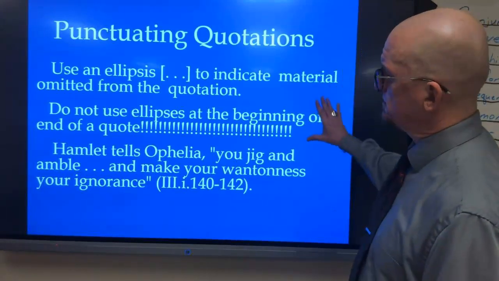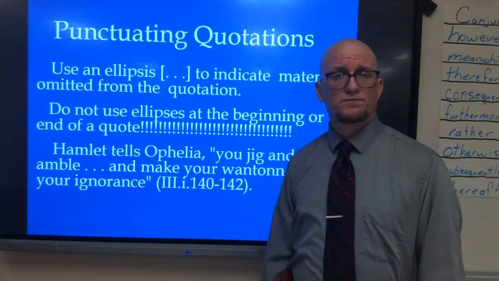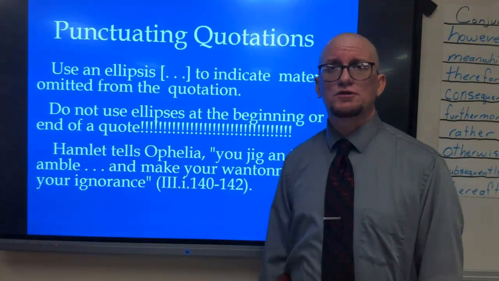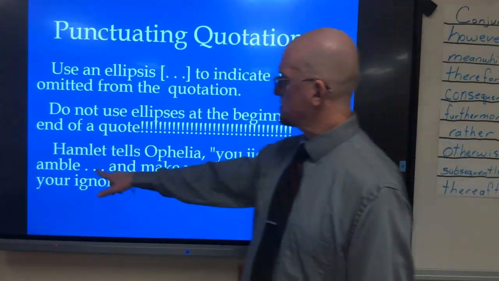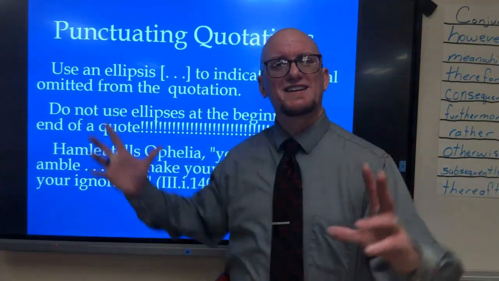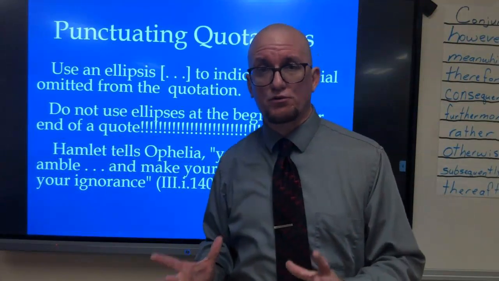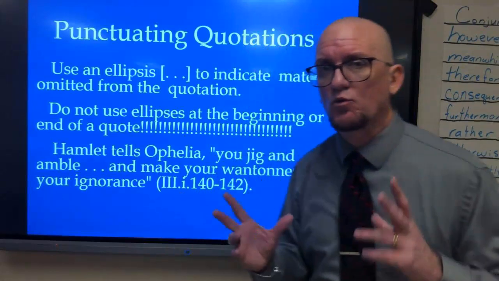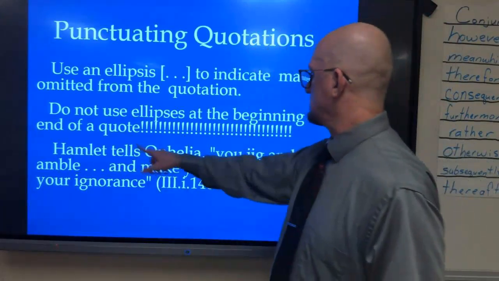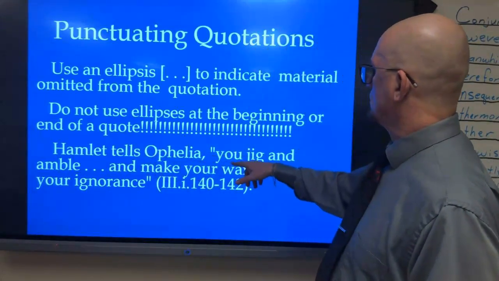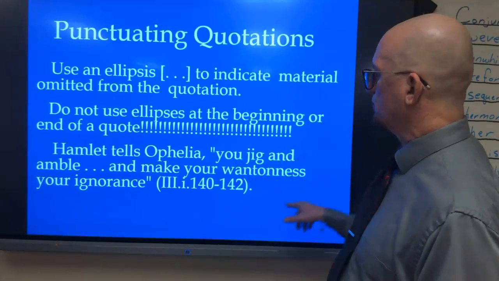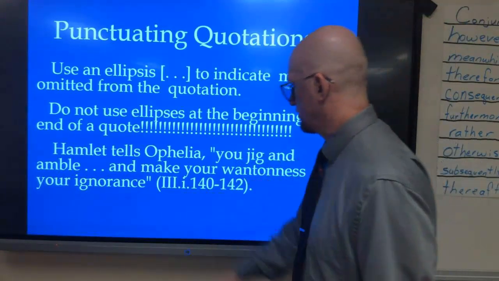Do not use ellipses at the beginning and ending of quotes, for all intents and purposes. The only place you use an ellipsis is in the middle, when you are cutting out unnecessary words for what you're trying to prove or the point you're trying to make with the quote. So Hamlet tells Ophelia, "You jig and amble and make your wantonness your ignorance."